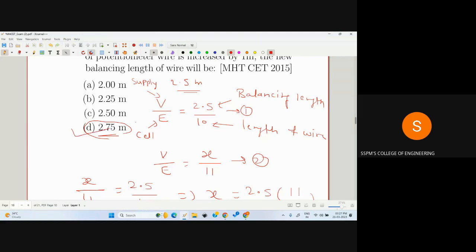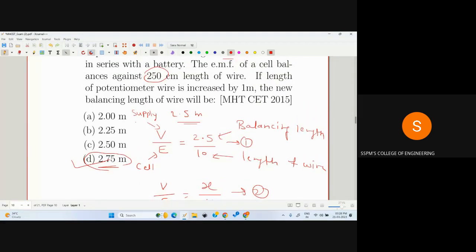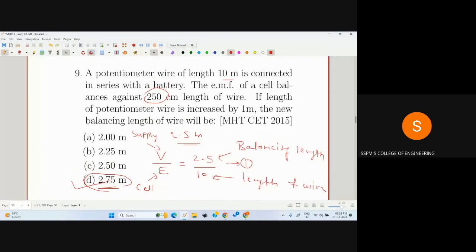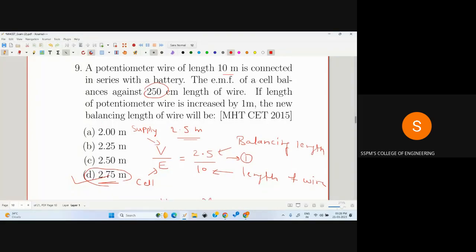Or you can apply the basic logic. If the length of wire increases, then the location of the balance point will also increase. As the location of the balance point or null point is given as 2.5 meter, it must be greater than 2.5. So the correct answer is 2.75 meter. Let us move to the next example.